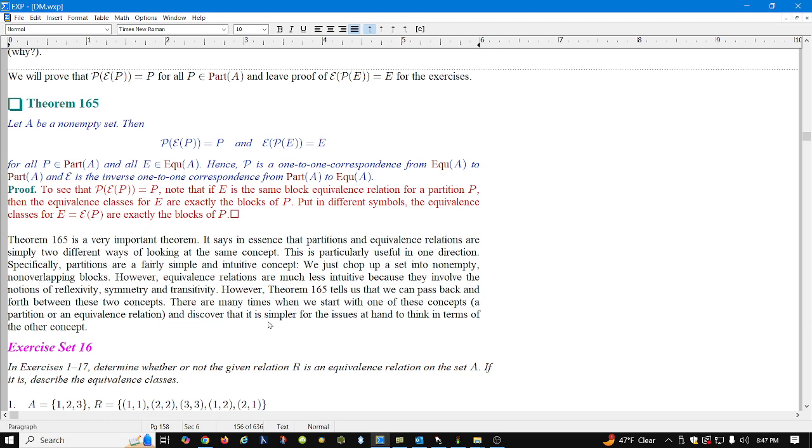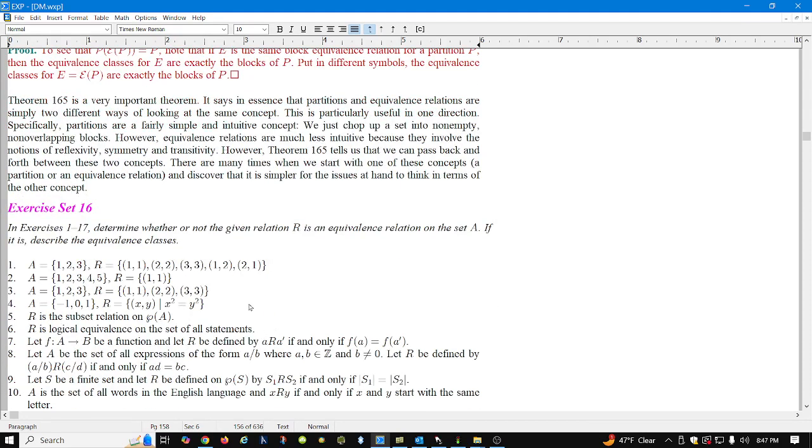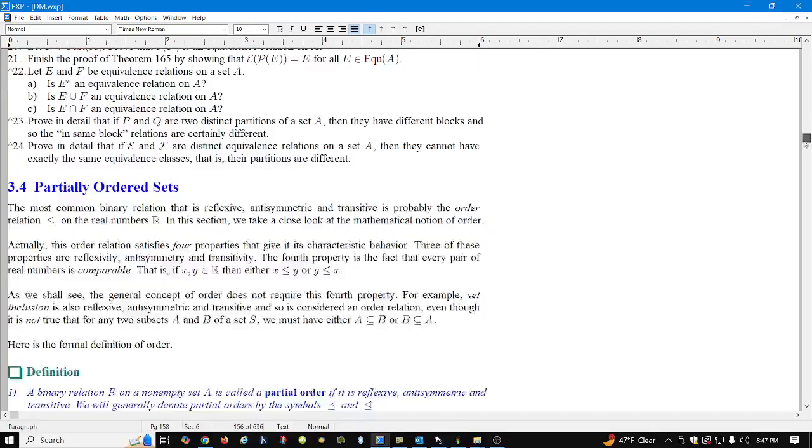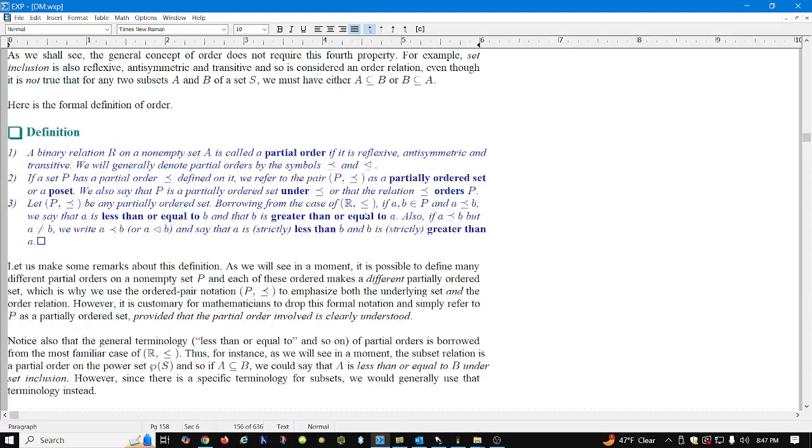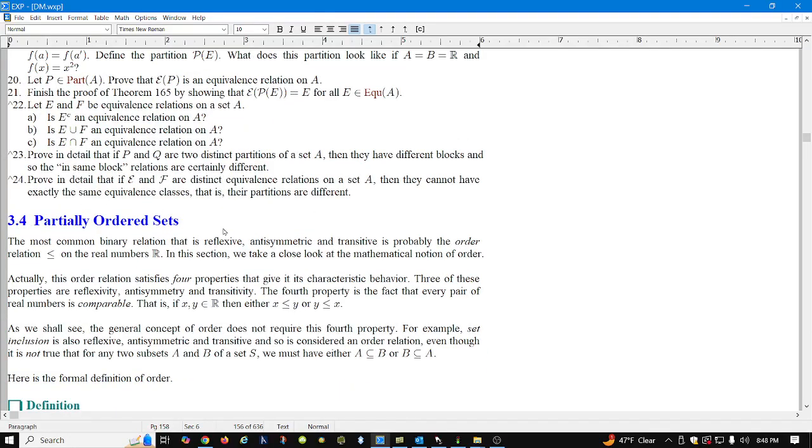Okay, that's the end of this section, and so I'm going to stop the video. The next section is partially ordered sets.